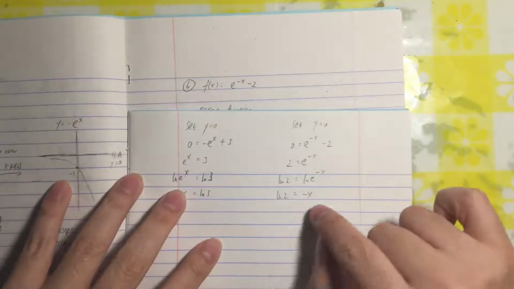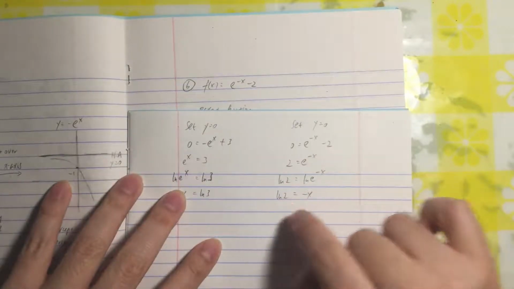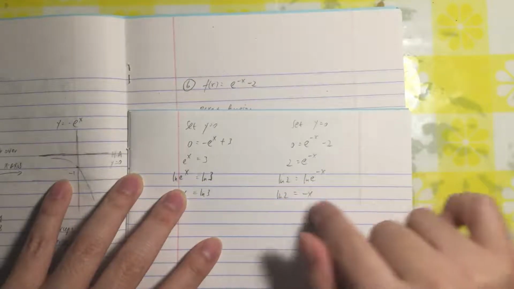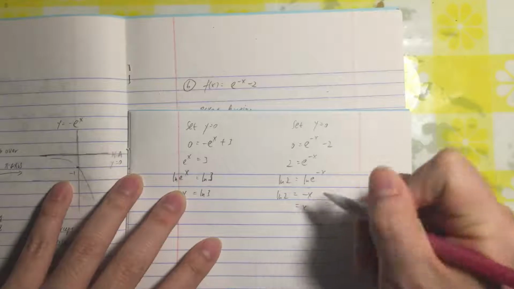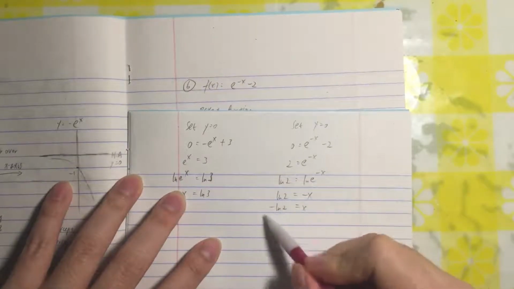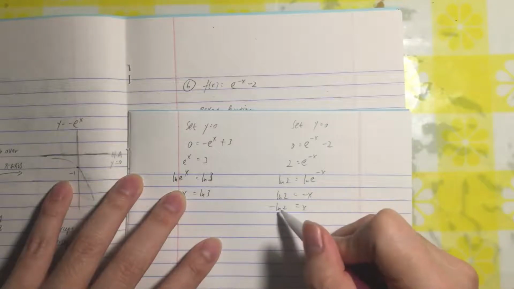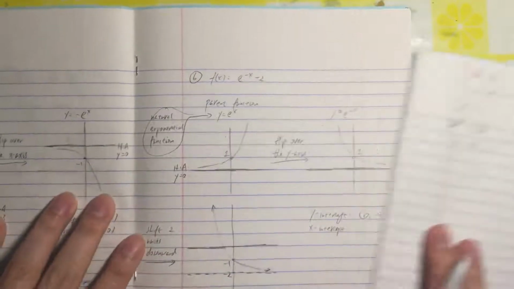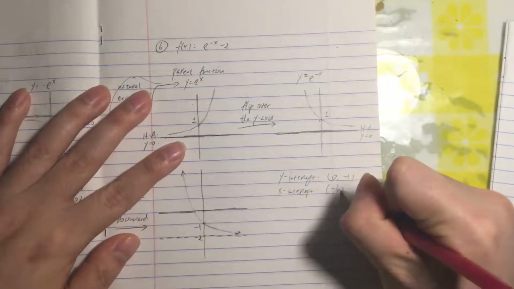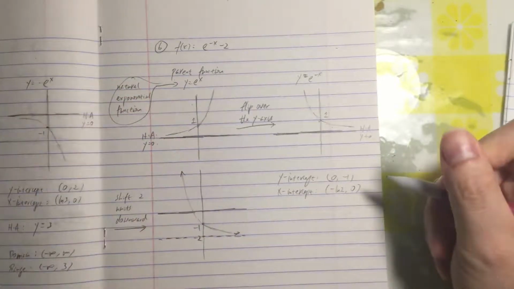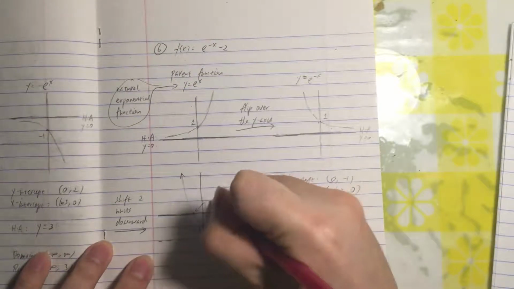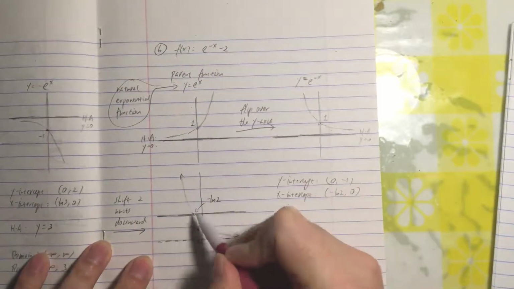Next, in order to get x by itself, I multiply both sides by negative 1. So I get x equal to negative ln of 2. So that's an x-intercept: negative ln of 2, 0. That's the x-intercept here.